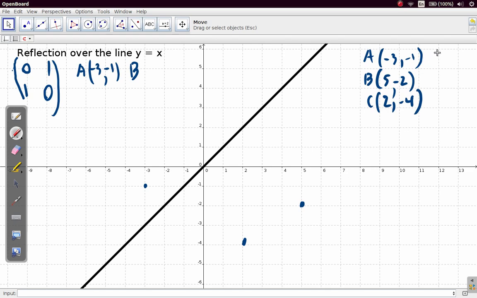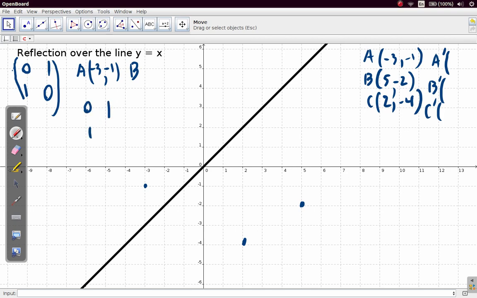What we're looking for is A prime, where it is located, B prime, where it is located, and C prime, where it is located. All right, so we're going to just do the calculation, then draw the two triangles.